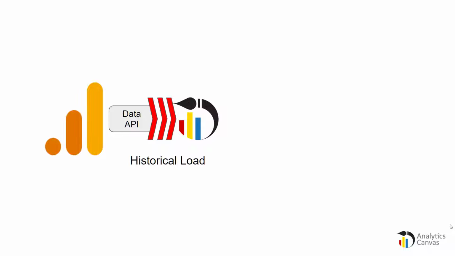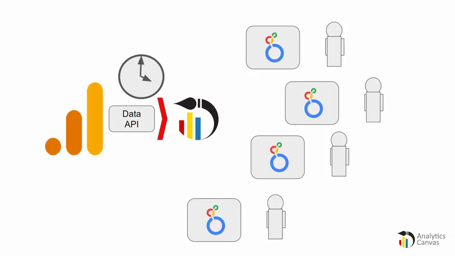Analytics Canvas avoids this problem by doing a historical load. This is done over time and only needs to be done once. Now, Canvas only needs to load the most recent data, and so uses very little quota. As users are using their reports, they are getting data from Canvas, not from the Data API, so there are no quota limitations. Any number of users, any number of reports, any number of elements on each report.